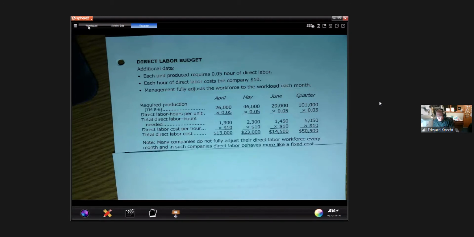Note that many companies do not fully adjust their direct labor workforce every month, and in such companies, direct labor behaves more like a fixed cost, with additional cost if overtime is necessary.